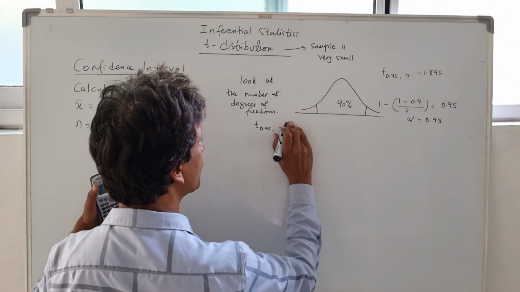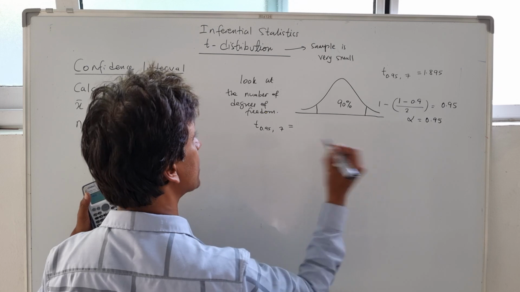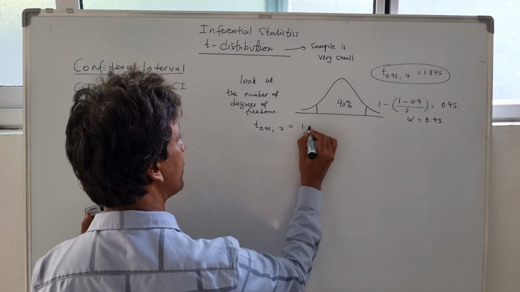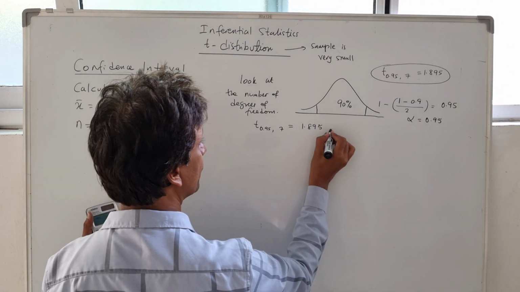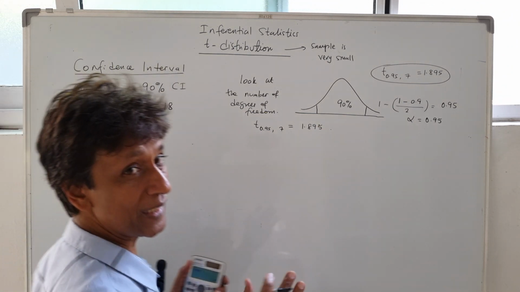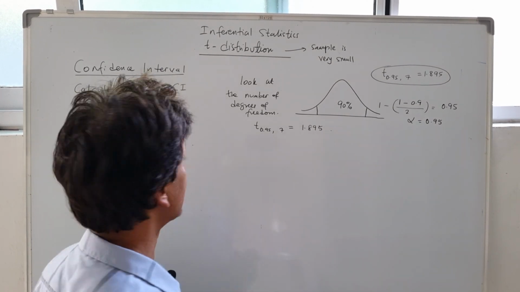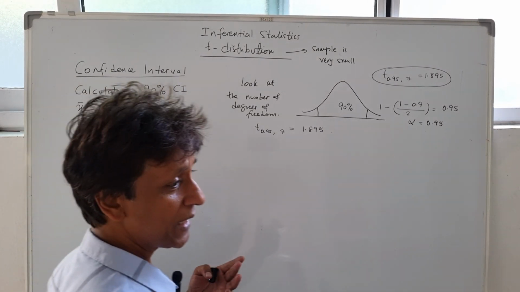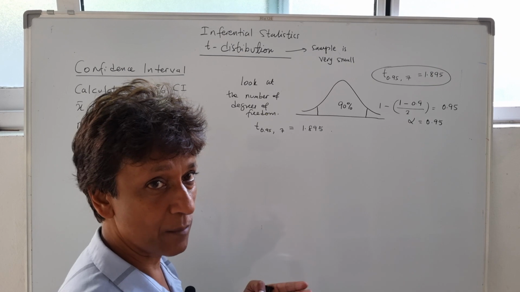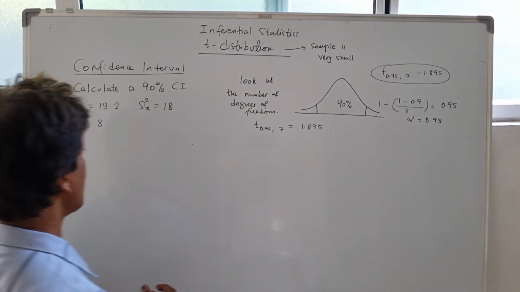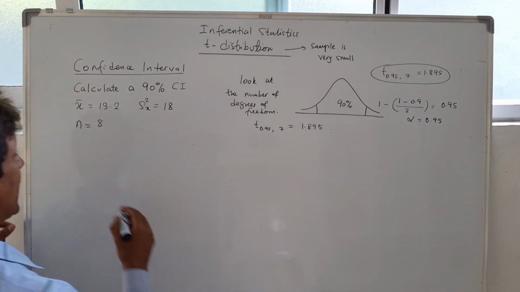And if you were to look at this from the t distribution table, you will see that the value is given there as 1.895. And now from here, we can easily calculate the 90% confidence interval. And the rest is just the same as you've learned in your advanced level HSC mathematics.